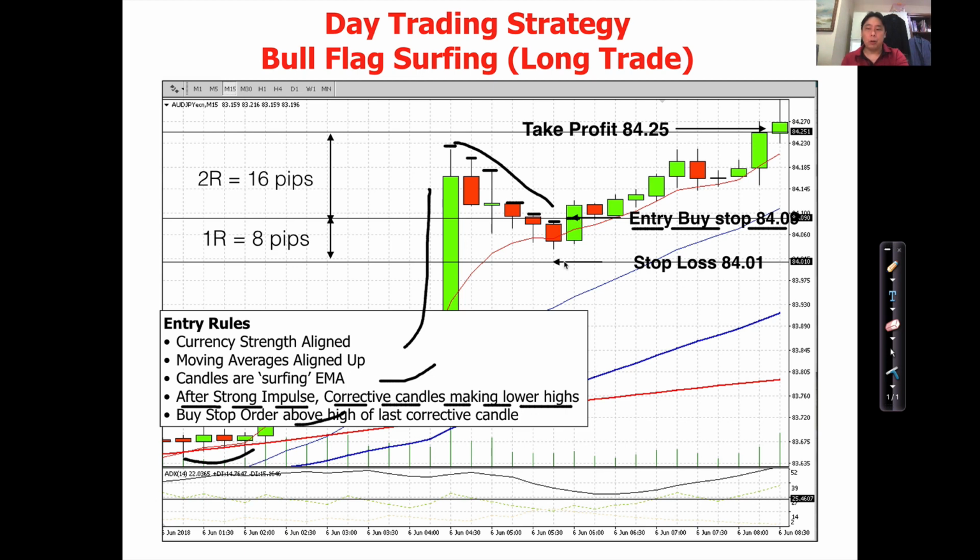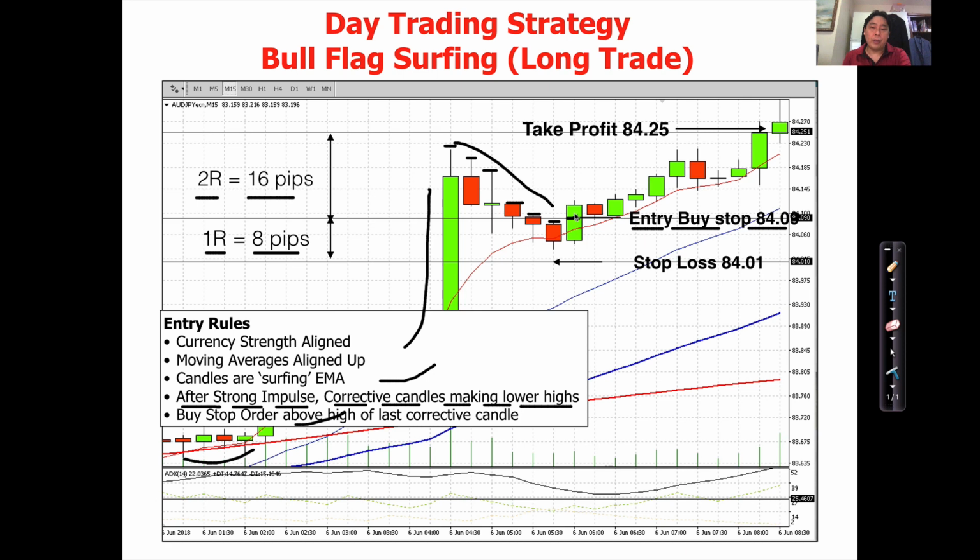We place our stop loss at 84.01, somewhere below this candle, with a risk of 8 pips in this case. And we place our profit target at 84.25, which is double our risk. So we're always risking 1R to make 2R, risking 8 pips to make 16 pips, or risking 30 pips to make 60 pips. Depends on the trade setup.